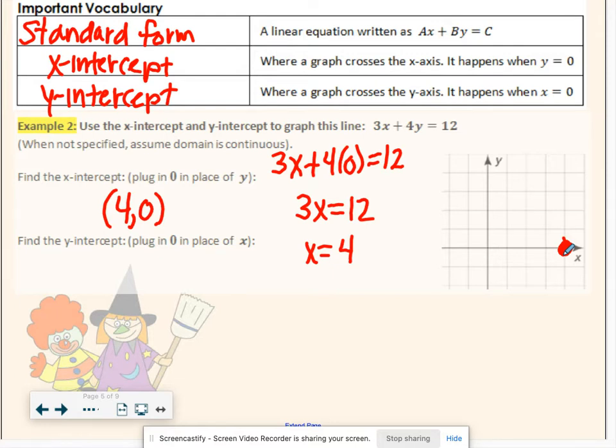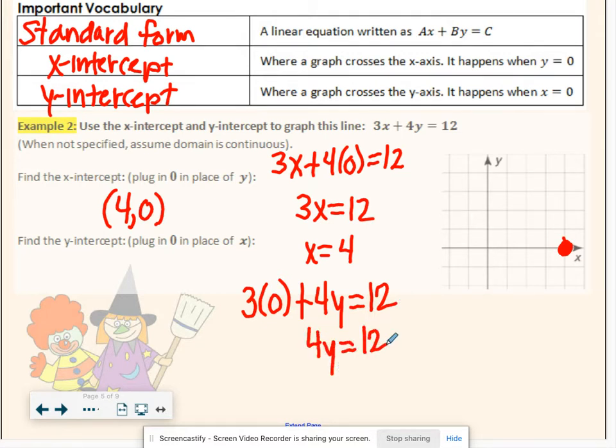Okay, now we're going to do the same thing to find our y-intercept, but this time we're going to plug in 0 for our x. So we're going to have 3 times 0 plus 4y equal to 12. It's just going to be 3. 3. Exactly. So remember, 3 times 0 is just nothing, right? So we can drop down our 4y, set it equal to 12. Divide out, and we get 3.